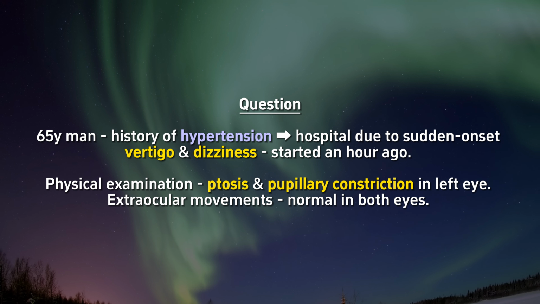A 65-year-old man with a history of hypertension is brought to the hospital due to sudden onset vertigo and dizziness that started an hour ago. On physical examination, there is ptosis and pupillary constriction in the left eye. Extraocular movements are normal in both eyes.